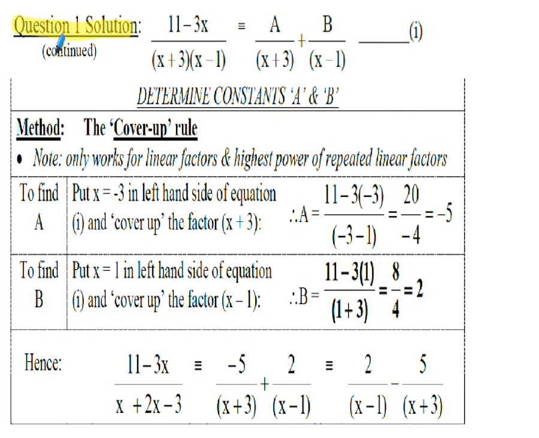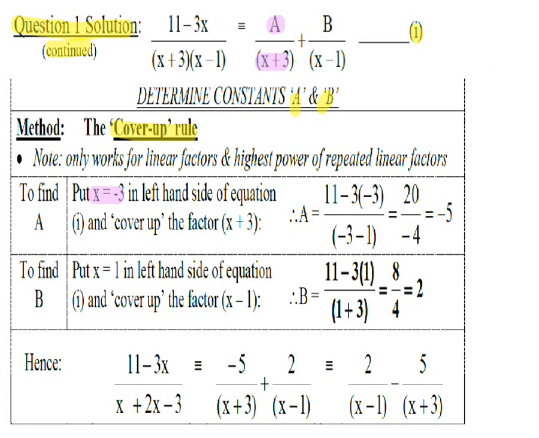Question 1 solution continued. Just repeated equation 1 from the previous slide for convenience. We've now got to determine constants a and b, and again the cover-up rule has been used here as in the previous example 1. So to find constant a, we'll need to let x equal negative 3 in this case to make this bracket become 0.